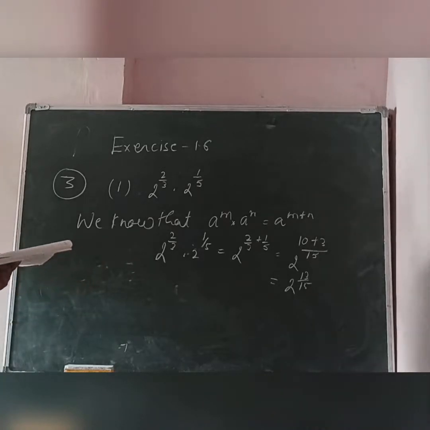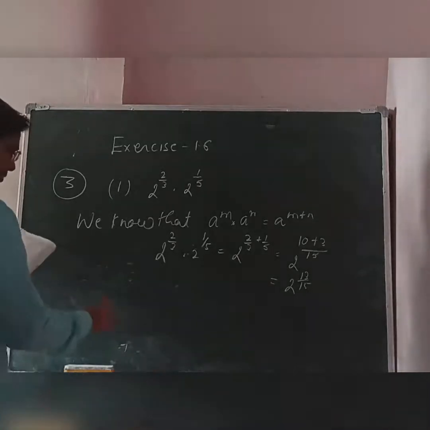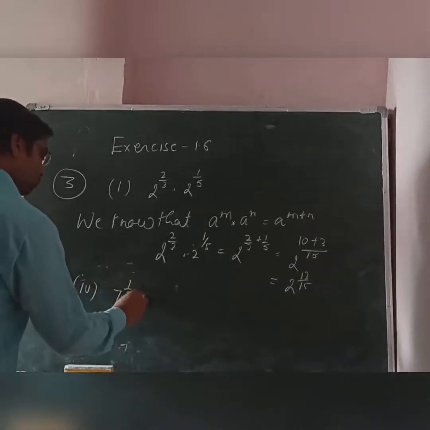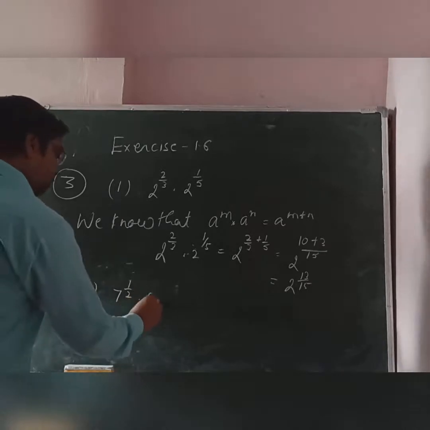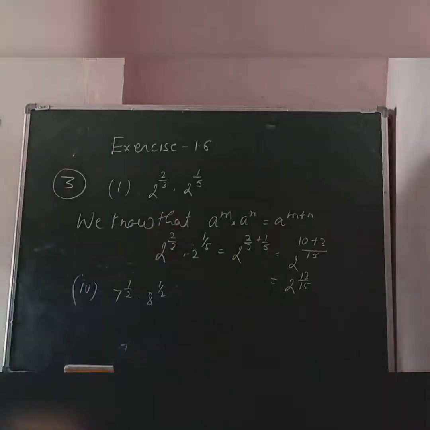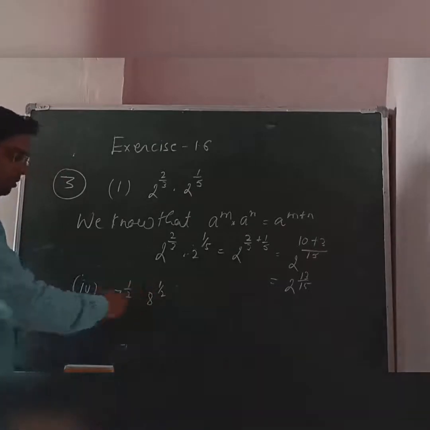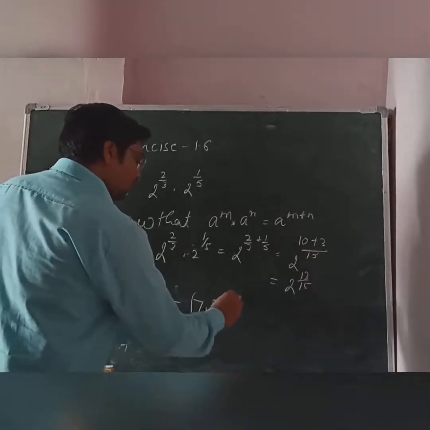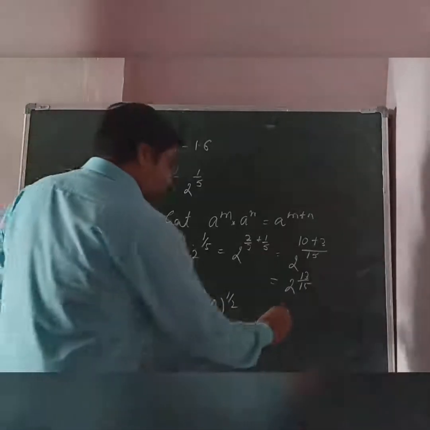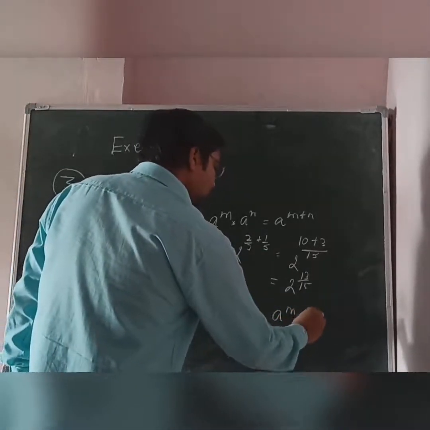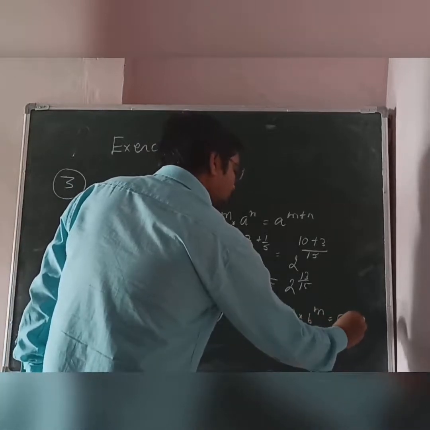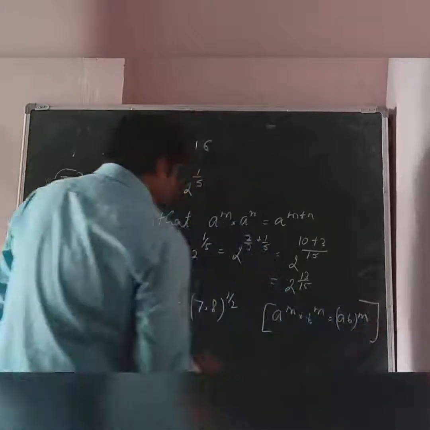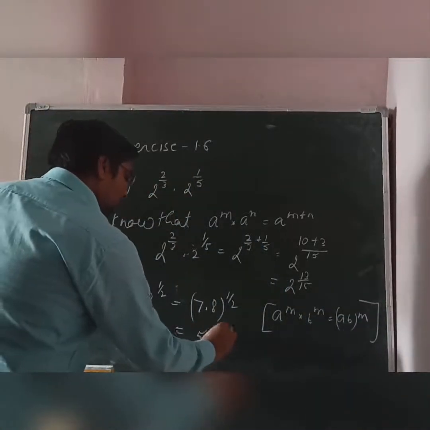Now similarly taking one more part, the fourth part. Given 7 to the power 1 by 2 into 8 to the power 1 by 2. Now you can see the powers are the same but the bases are different. So we can write this as 7 into 8 to the power 1 by 2, because you know a to the power m into b to the power m equals ab to the power m. So we can write 56 to the power 1 by 2.